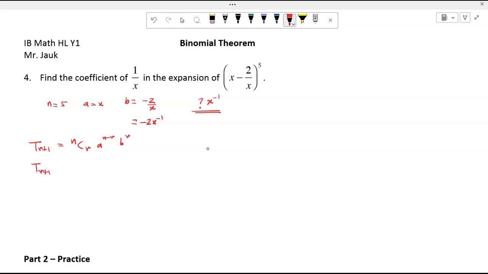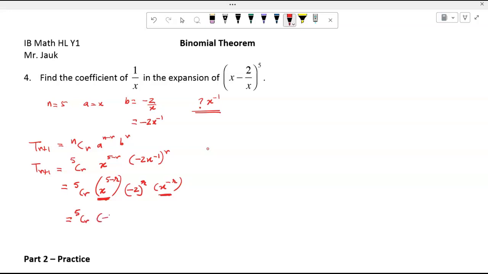So T(r+1), we don't know r in the beginning. 5Cr a raised to 5 minus r, b raised to r. So 5Cr x raised to 5 minus r, minus 2 raised to r, x raised to minus r. I'll combine the x's. 5Cr minus 2 raised to r, x raised to 5 minus 2r.